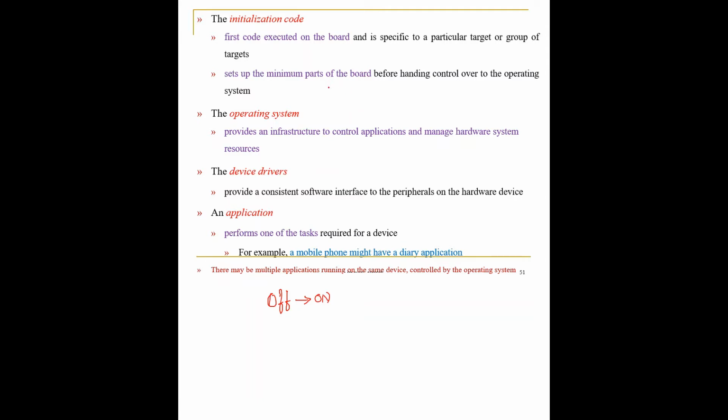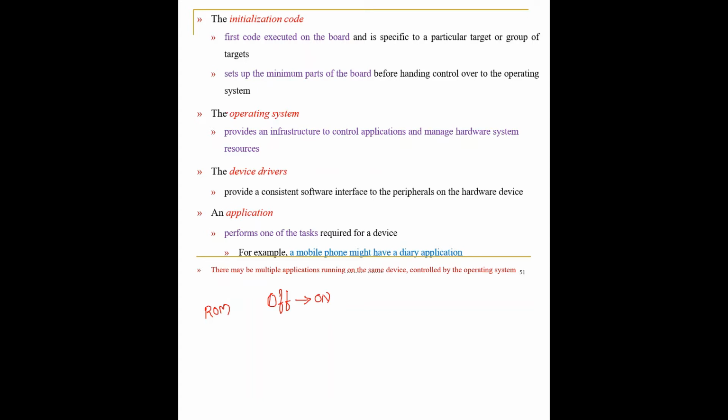If you're asking, sir, where are these codes actually located? These codes are located in the ROM, that is the read-only memory, where they are written by the manufacturer or by the designer, and they cannot be altered until and unless it is needed. So that is initialization code.